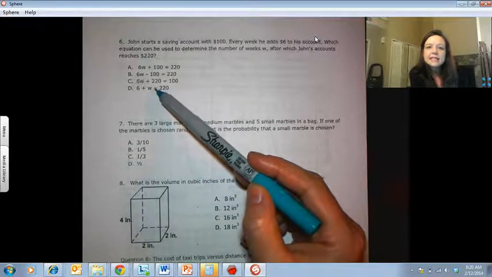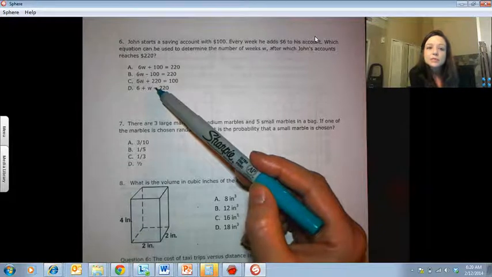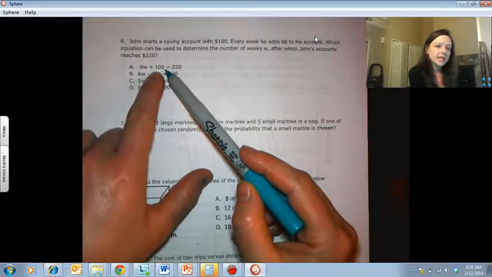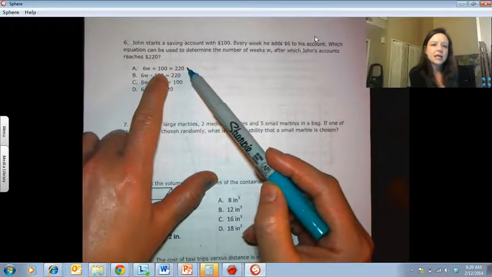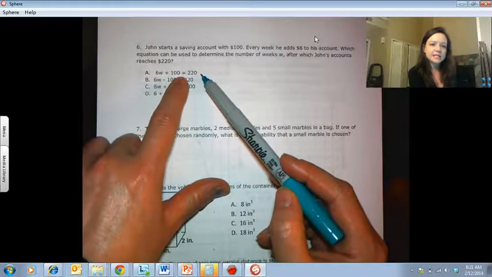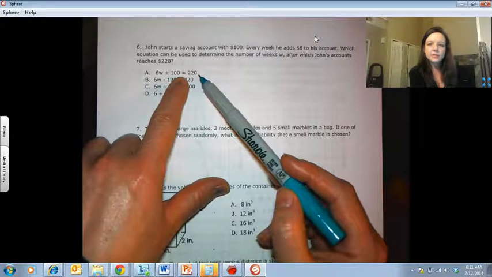And then he starts it with $100, so that's going to be adding $100 to it. And this is like, when is it going to be equal to 220? So the answer here is A, 6 times the number of weeks plus the original 100 that he put into the account. Okay.